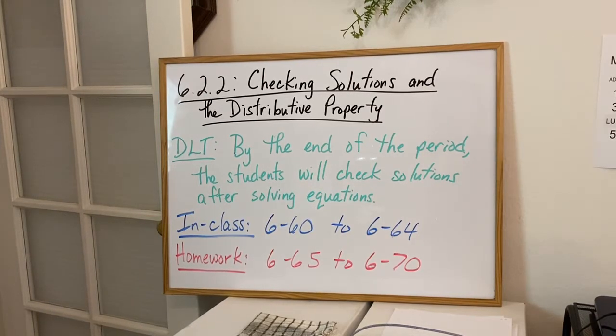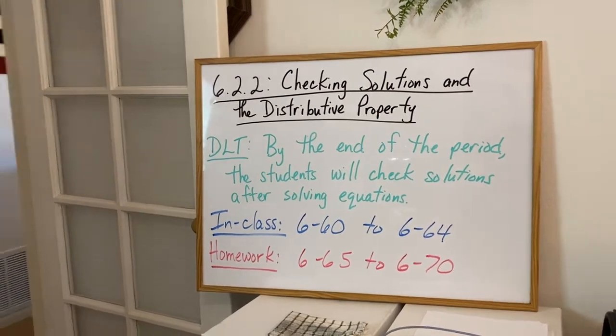Lesson 622, Checking Solutions and the Distributive Property. The daily learning target: by the end of the period, the students will check solutions after solving equations. The in-class is 6-60 to 6-64. The homework is 6-65 through 6-70.